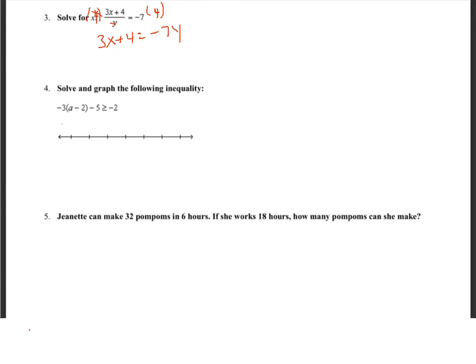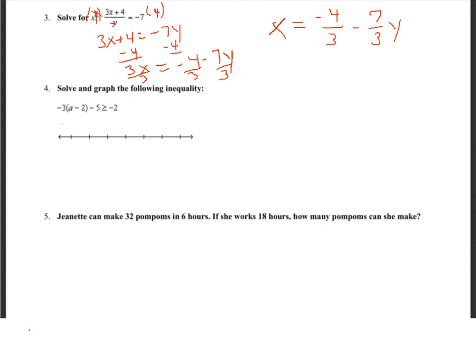Okay, still solving for x, so next I have to get rid of the 4, so negative 4, minus 4 on this side. So that gives me 3x equals negative 4 minus 7y. I still got x here, so I need to get rid of the 3. I'll divide everything by 3. So that leaves me with x equals negative 4 over 3 minus 7 over 3 times y. That's our answer for number 3.